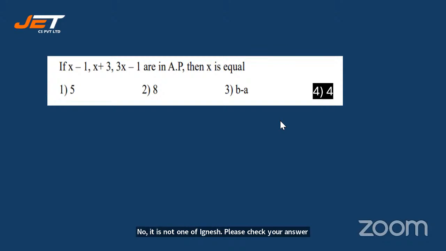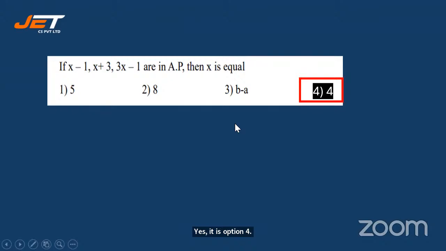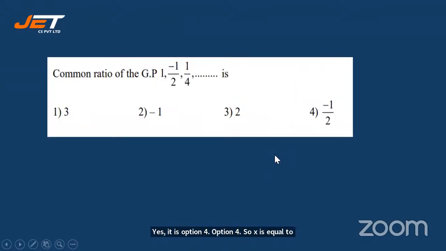Good. Gayatri, good. Saivardhan, yes. Yasin, please check your answer. Yes, Vishwan, good. Very good. Yes, Riya Nayak. Yes, you're right. Bhavana, please check your answer. Agnivesh, please check. Yes, it is option 4. So x is equal to 4. Let us move to the next question.